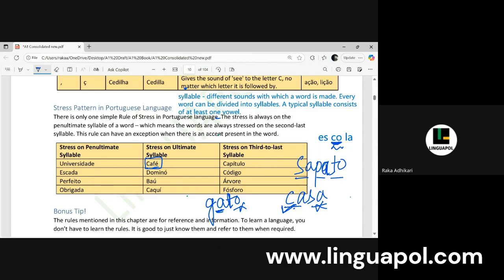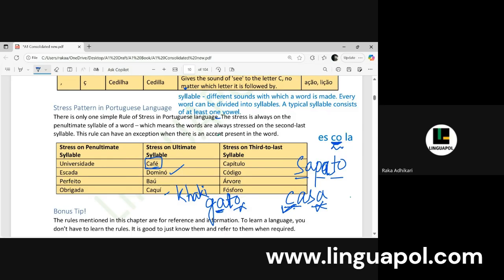Café. Coffee. Okay. Domino. Domino is a type of game. Then we have baú. Again, accent is on the last syllable. Baú is the trunk. It can be the trunk of a tree or trunk of an elephant. Kaki. Kaki is the color. Khaki color. Then there are words where the accent can be in the middle of the word, anywhere in between, like capítulo.